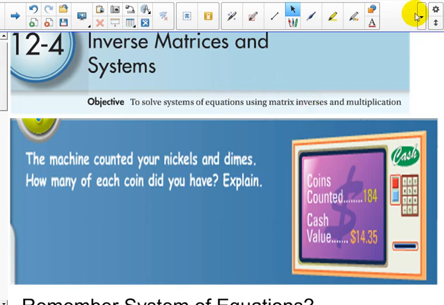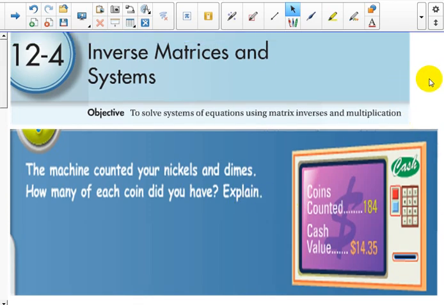Okay, so we're now going to learn how to use matrices to solve systems of equations. Systems of equations was introduced in Algebra 1, and then we reviewed that in the first part of our chapter here. So I started off the day with another basic systems question.